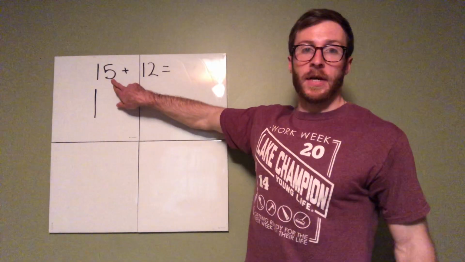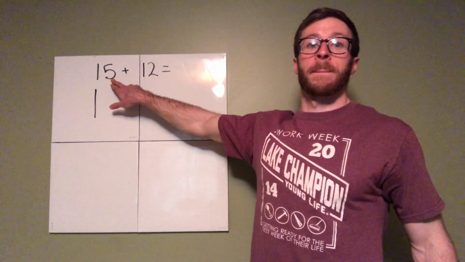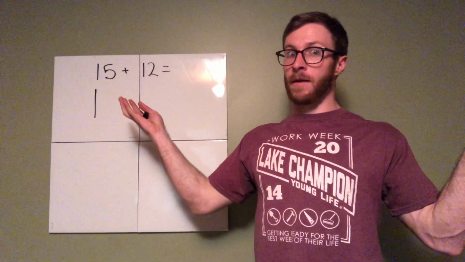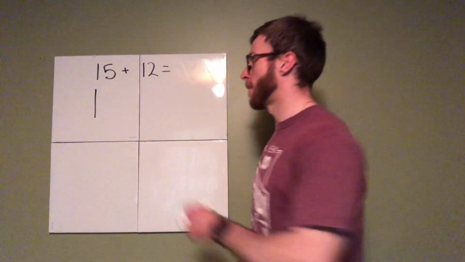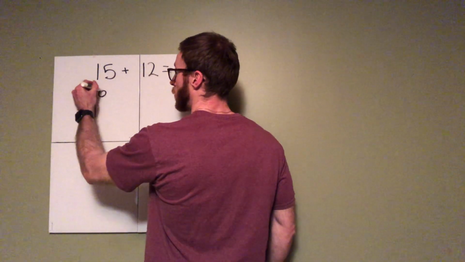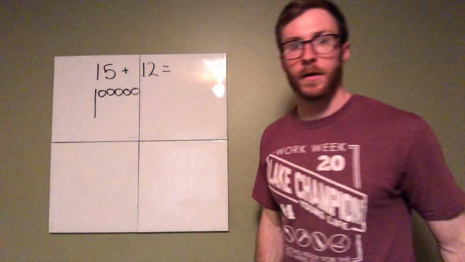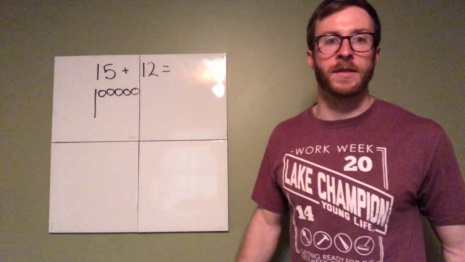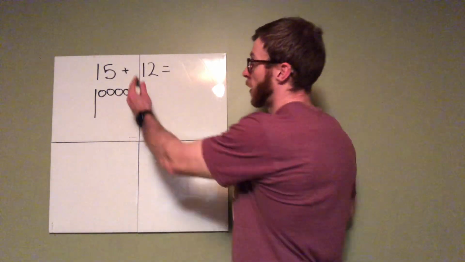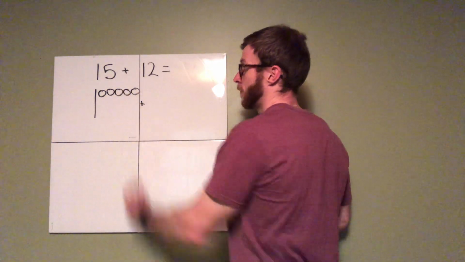Now I look at the ones place. How many ones do I have? 5. So what are we going to do with that information? We're going to draw it. Draw 5 ones. 1, 2, 3, 4, 5. So there's my 15 in my tens and ones drawing. Then I bring this plus sign down.